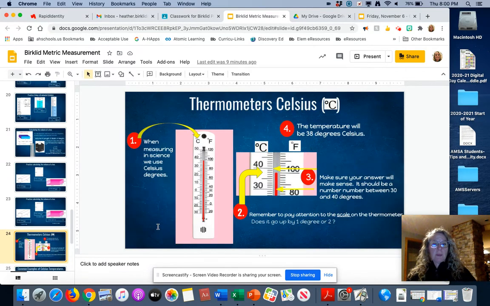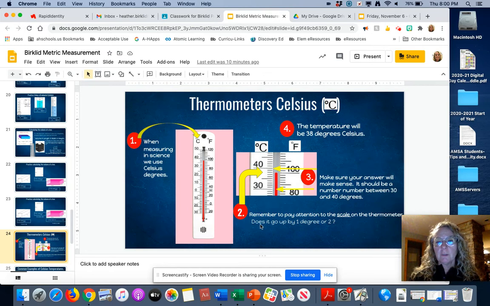The last thing is reading thermometers, and here the most common mistake that people make is they don't read the centigrade side or the Celsius side. They read the Fahrenheit side, because that's what we're used to. When measuring in science, we always use the Celsius. So make sure you pick the degrees C or degrees Celsius.